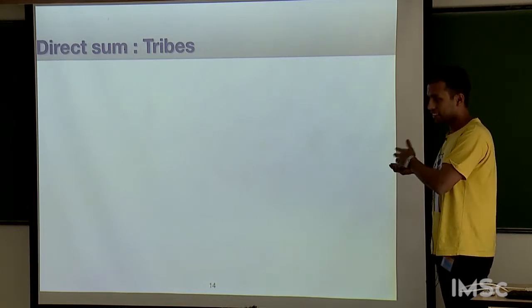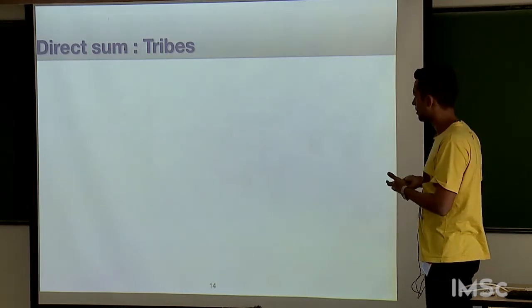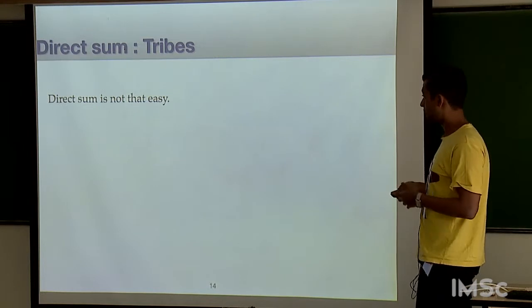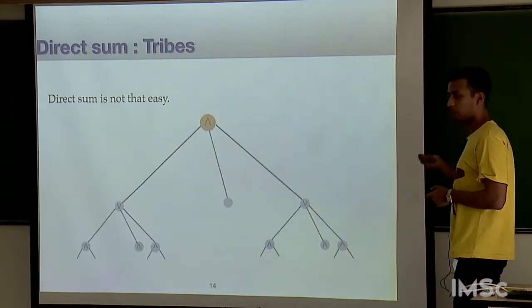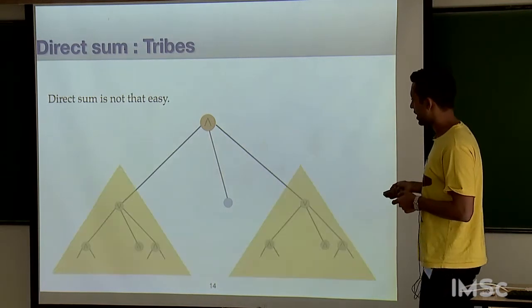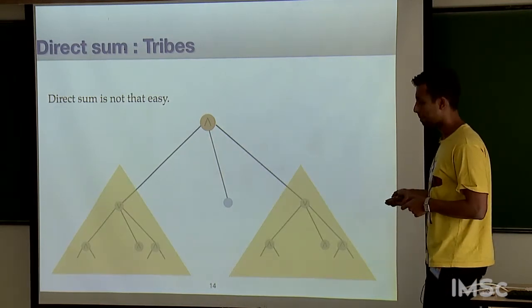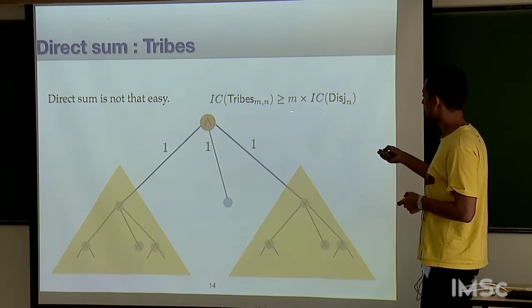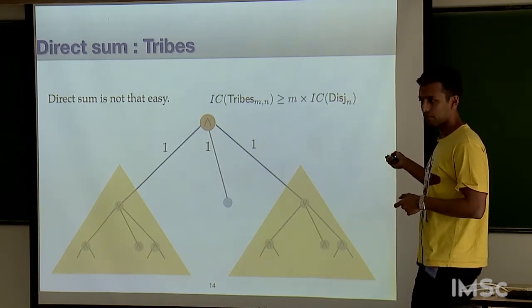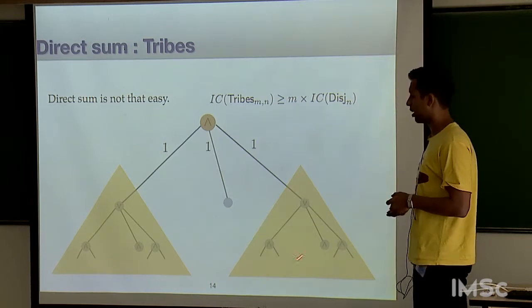But yeah, that's the general idea of how to deal with disjointness. For tribes, direct sum turns out to be not that easy. Well, tribes is one more level. So you can do the same direct sum argument for one level. Like you can say that tribes is at least m times the information complexity of each of these disjointness.